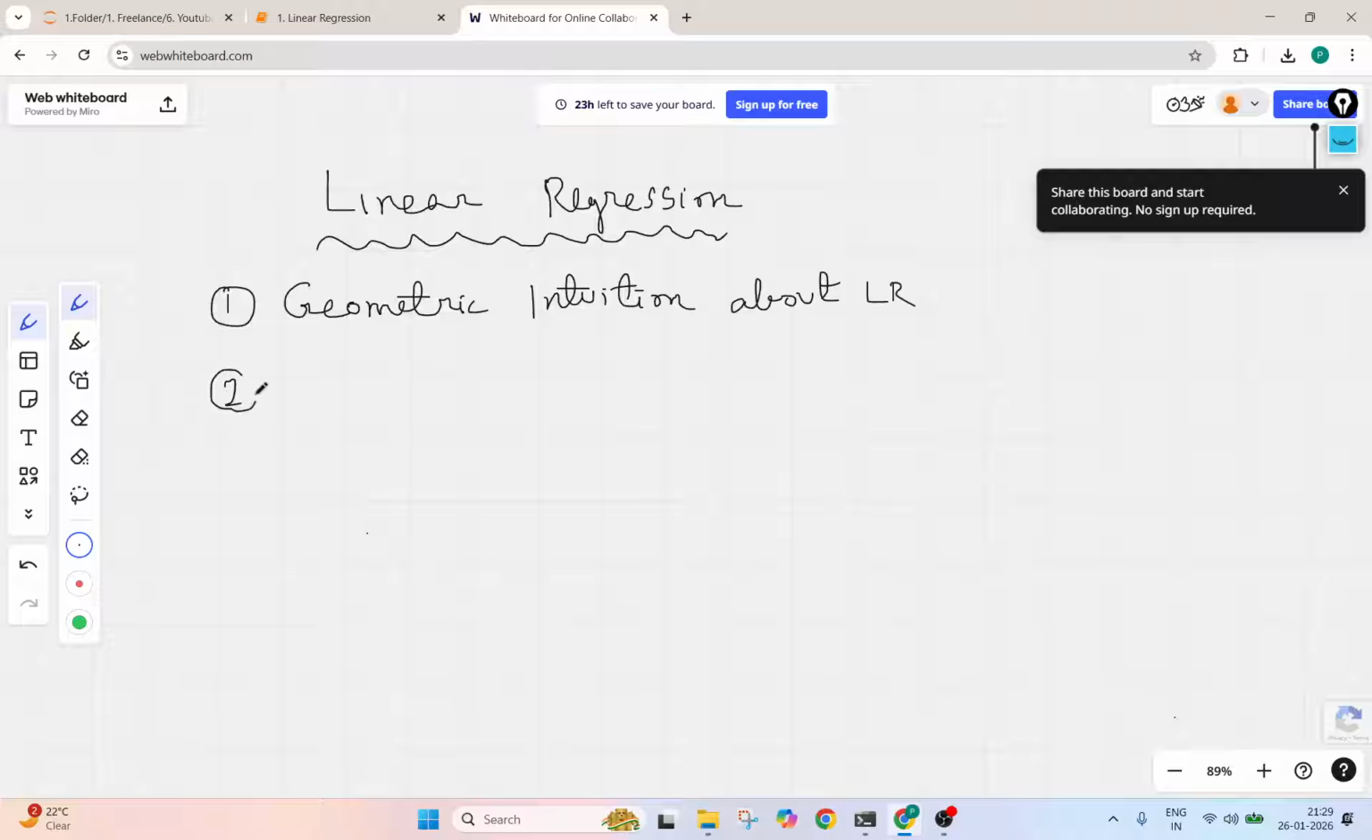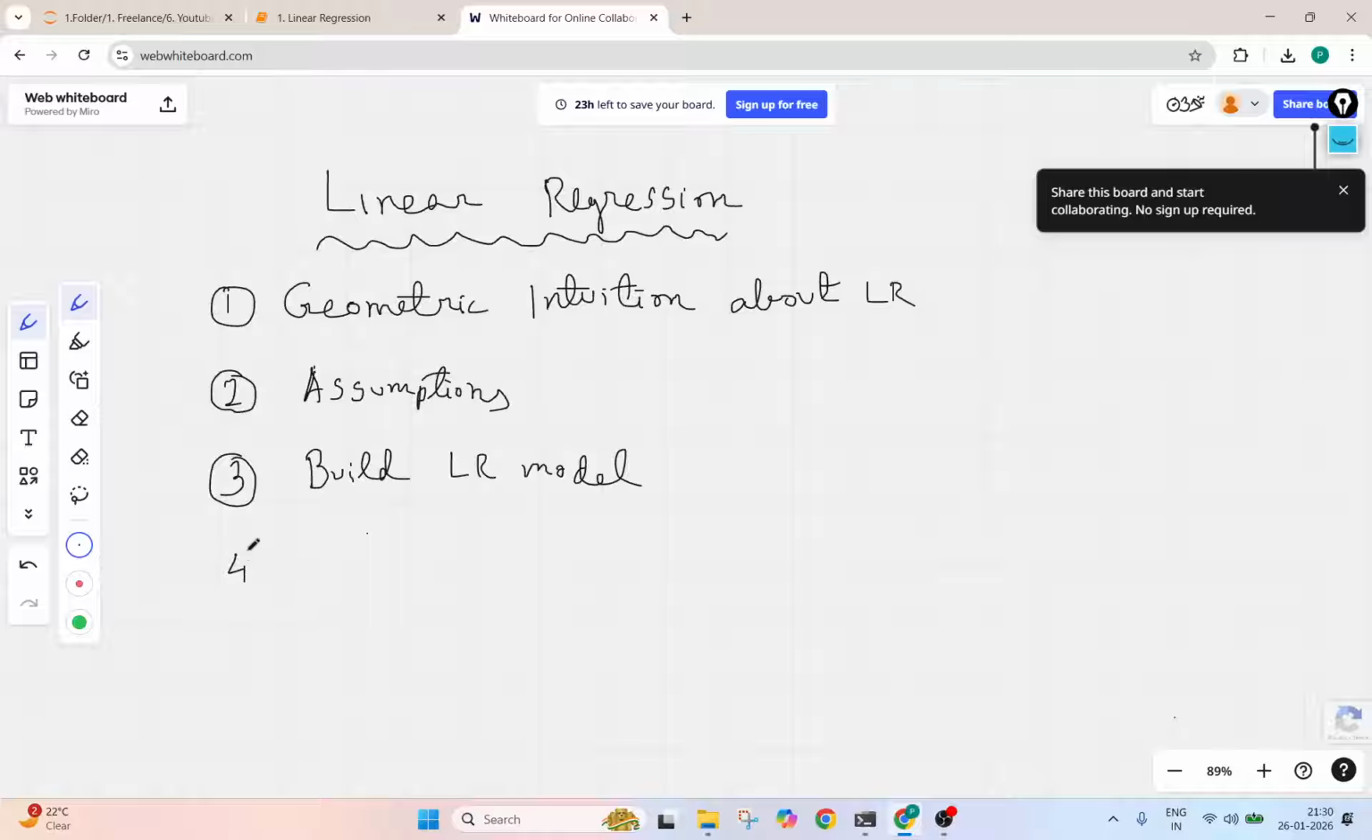Next, we'll be learning about the different assumptions that we need to take into account while talking about linear regression. So the different assumptions that linear regression actually holds. Third, we'll be building a linear regression model from scratch. So build a linear regression model.